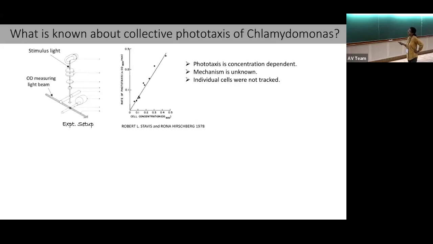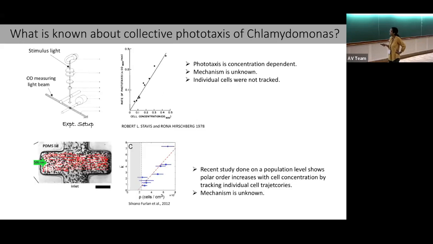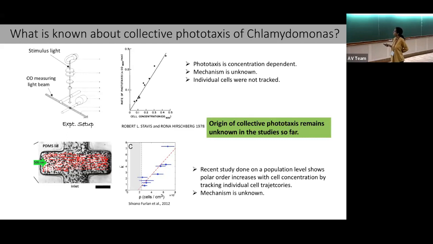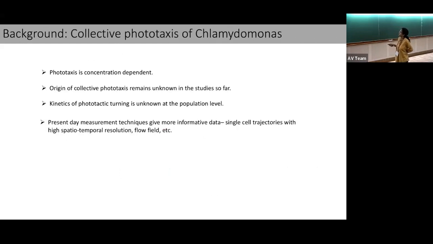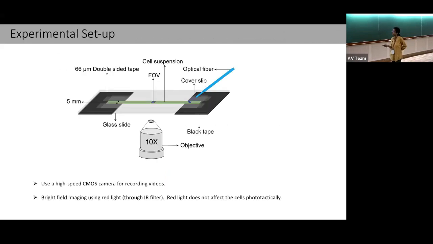The mechanism is unknown. Individual cells were not tracked. More recent studies have done cell tracking and found the same thing: there is some critical concentration above which the efficiency of phototaxis increases. The mechanism remains unknown. So we wanted to understand the mechanism of collective phototaxis and use modern tools of high-speed imaging, single cell tracking, and also look at the kinetics of turning and so on.